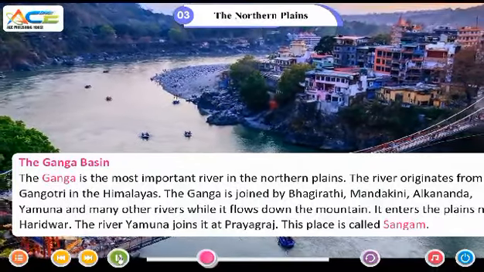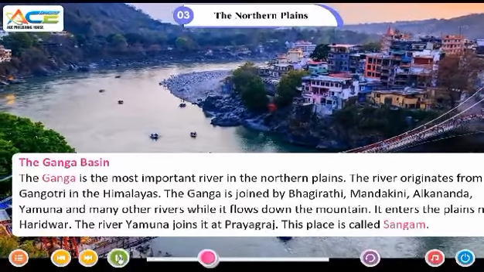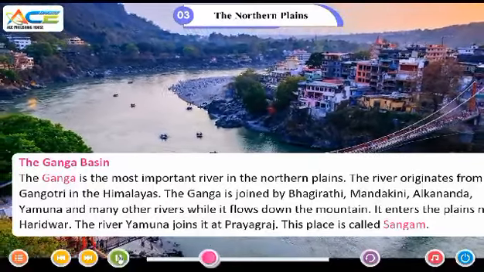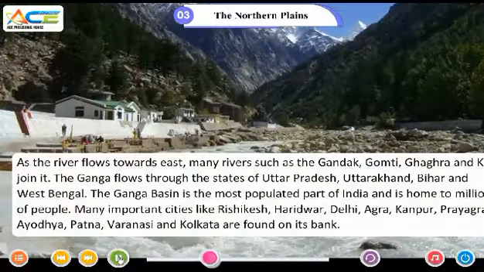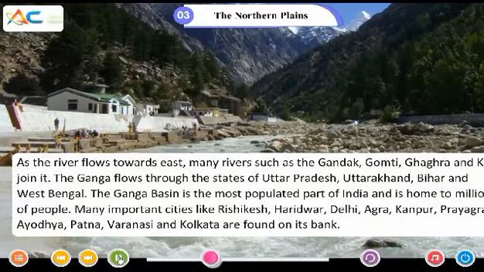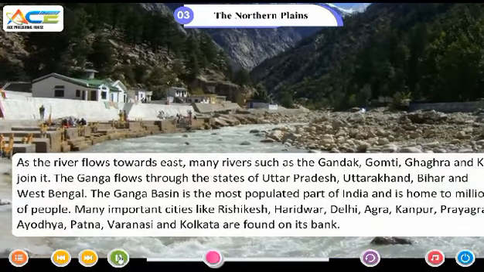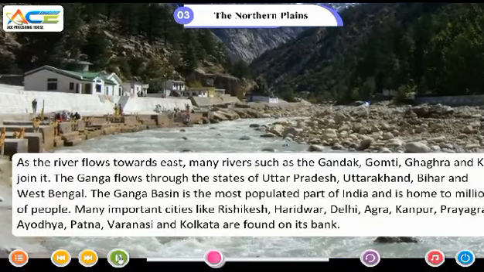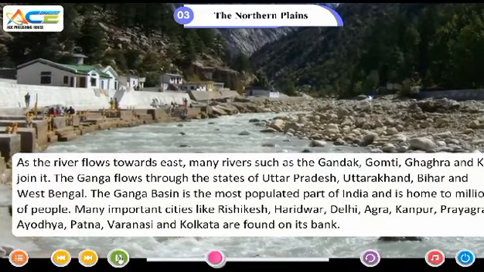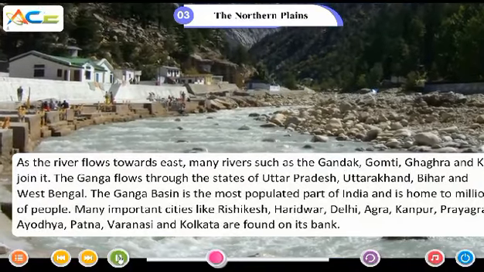The river Yamuna joins it at Prayagraj. This place is called Sangam. As the river flows towards east, many rivers such as the Gandak, Gomti, Ghagra and Kosi join it. The Ganga flows through the states of Uttar Pradesh, Uttarakhand, Bihar and West Bengal.